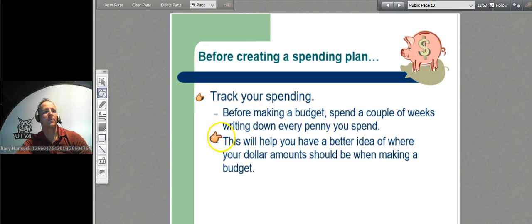Okay, so to track your spending before making a budget, spend a couple of weeks writing down every penny you spend. This will help you have a better idea of where every dollar should be and start making a budget.